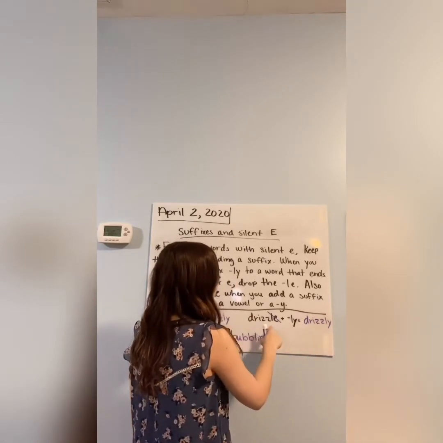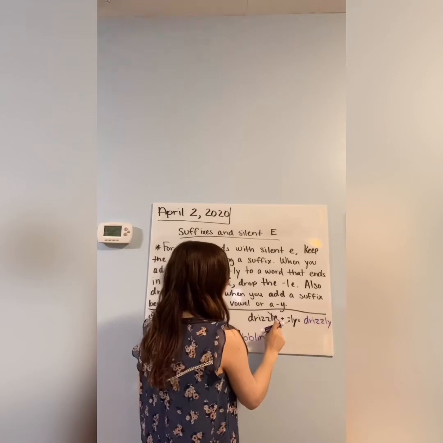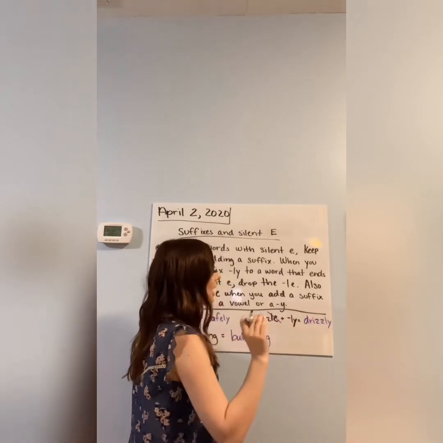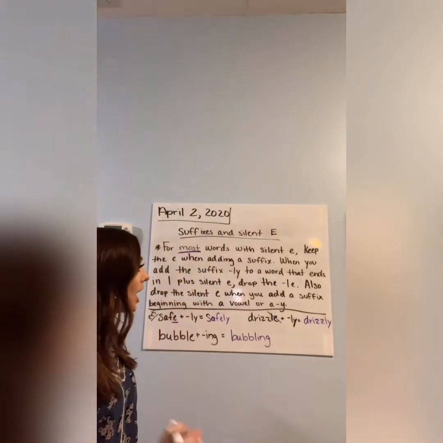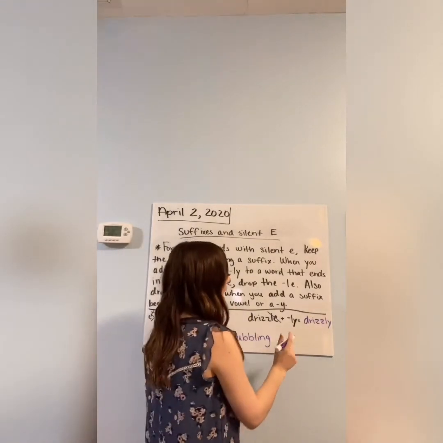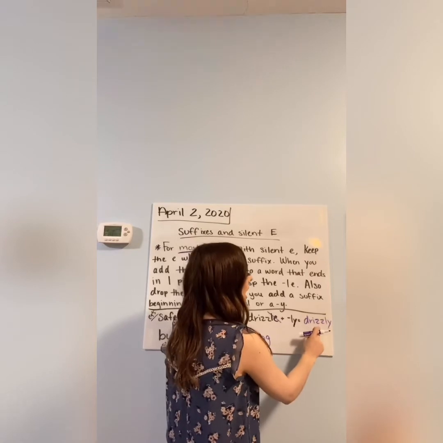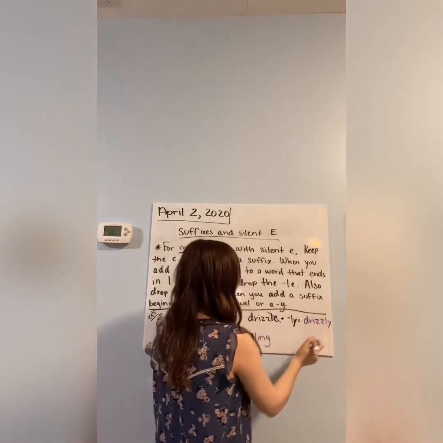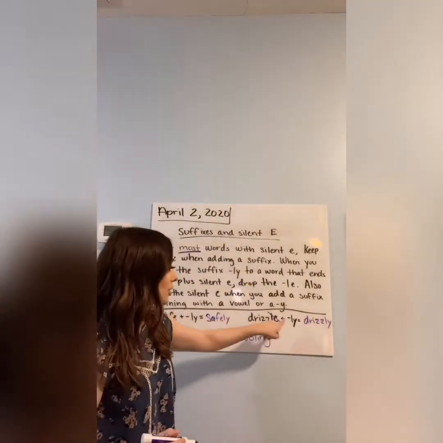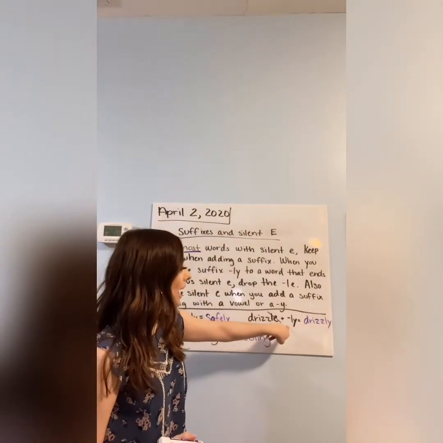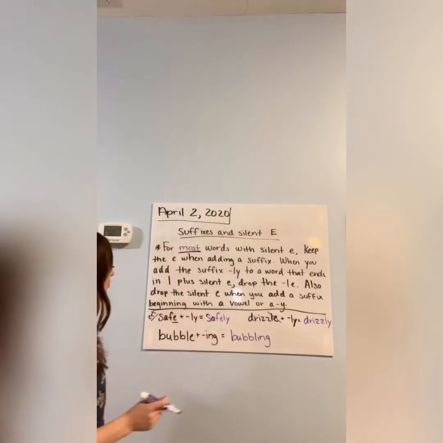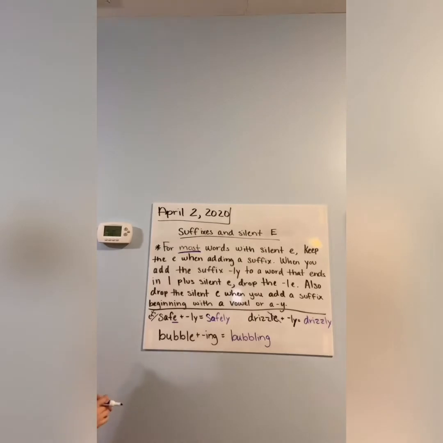So we have drizzle. So we're dropping the L and E because whenever an L is followed by a silent E, then you would drop the LE and then you would just add your suffix. So then the word becomes drizzly, D-R-I-Z-Z-L-Y. So drizzly becomes our word. We're dropping the LE and then we're adding the suffix. So it becomes drizzly.